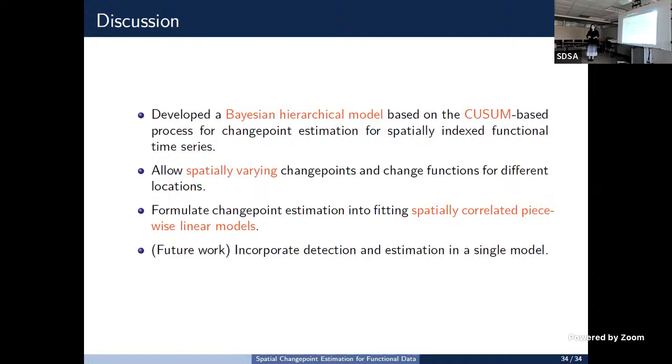point estimation for spatially indexed functional time series. One thing different is we allow spatially varying change point and change functions. We formulate the problem into fitting a piecewise linear model with spatial correlation. So our work mainly works on the change point estimation. So one further work that would be interesting is to incorporate detection, the hypothesis testing, and also estimation in a single model. So this is also what I'm currently working on.